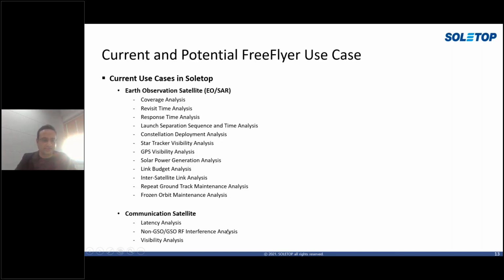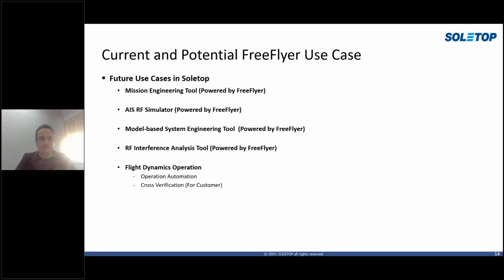For communication satellites, we have been part of the latency analysis and several others, but these three have been prominent since the time the communication satellite discussions started in Korea to implement FreeFlyer for these satellites.